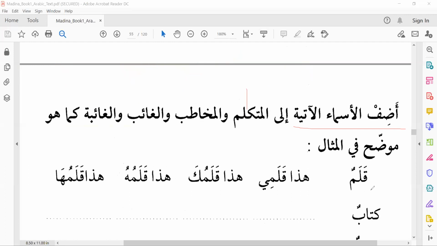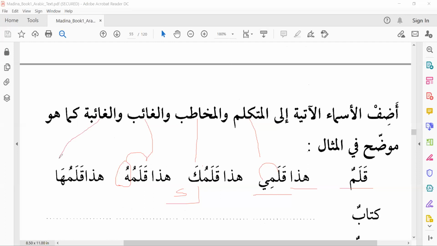Qalamun is a pen. Mutakallim, my pen. Hada qalami. This is my pen. Mukhatab, your pen. Hada qalamuka. You have to join ka. This is your pen. Ghaib, third person masculine. Who? Hada qalamuhu. This is his pen.